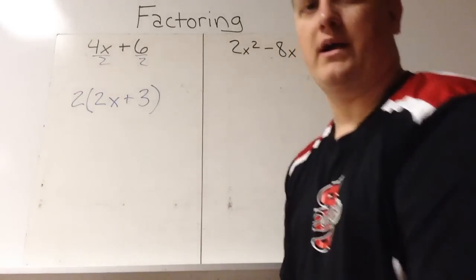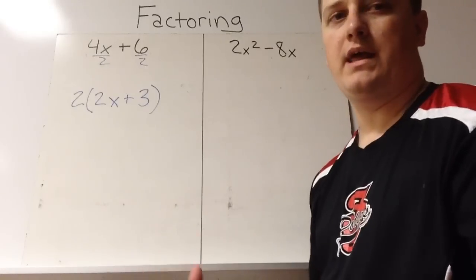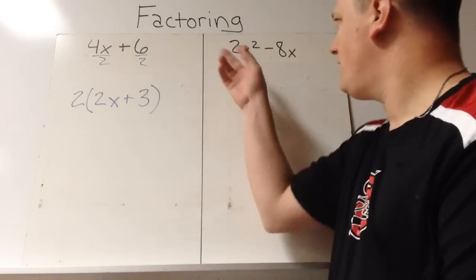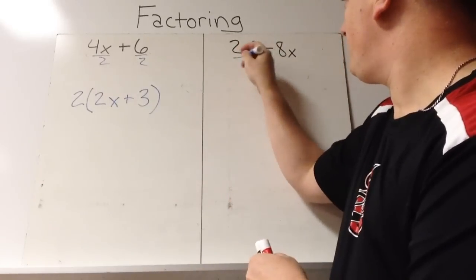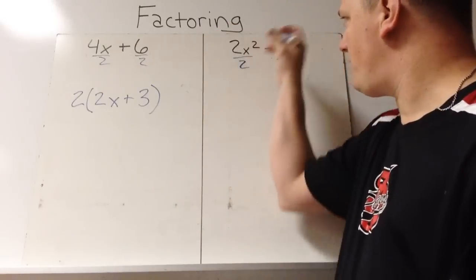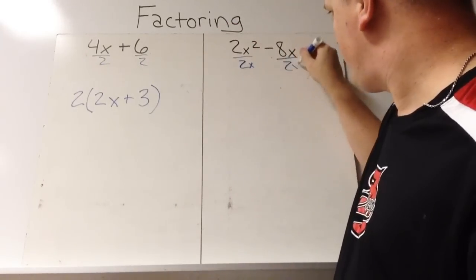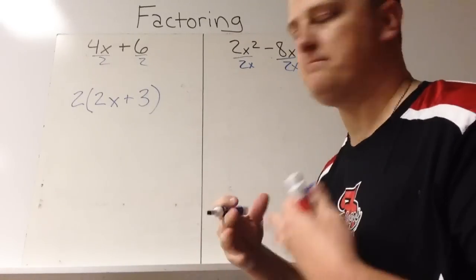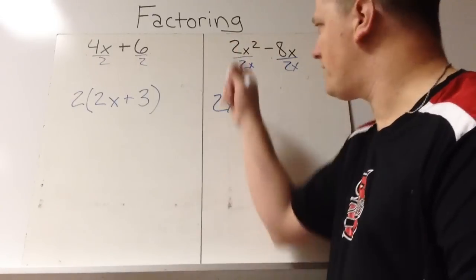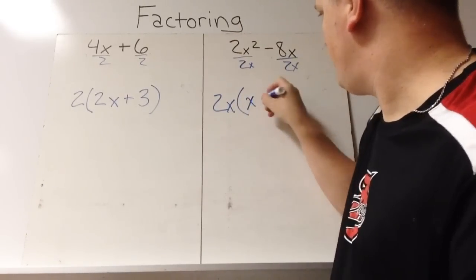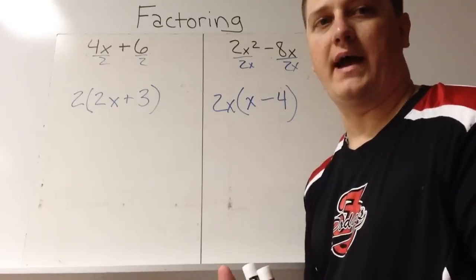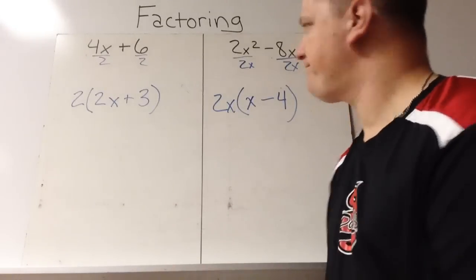Then we've got 2x squared minus 8x, so we're going to look at what can be taken out of both of these. A 2 can be taken out of both of these, but also an x can be taken out because this one has x squared and this one has x. So each one has 1x. We can pull that out. So we're going to get 2x. When we divide that, we're going to be left with just an x here and minus 4. So again, we have basically undistributed here.